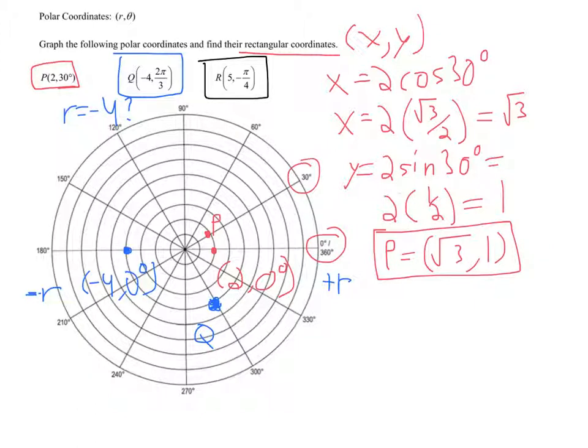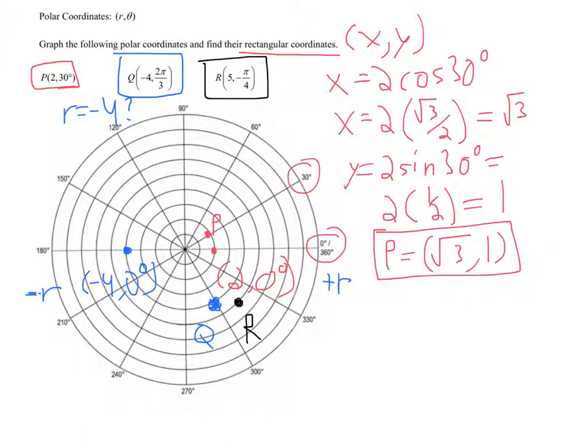Okay. So I'm going to go out to a circle with a radius of 5. That'd be 1, 2, 3, 4, 5. And now negative pi over 4 means I go clockwise pi over 4, or 45 degrees. And that would take me somewhere there. And so that is going to be right there. That is R, 5 comma negative pi over 4.